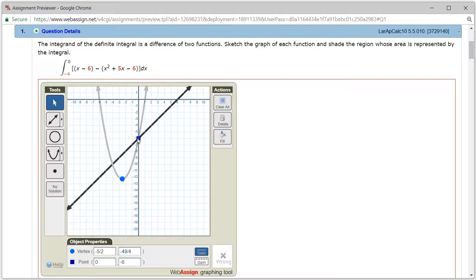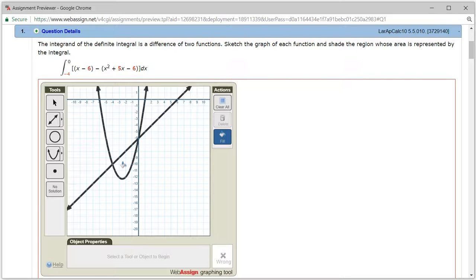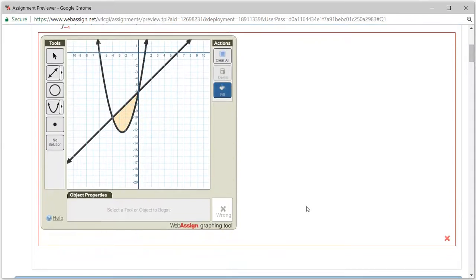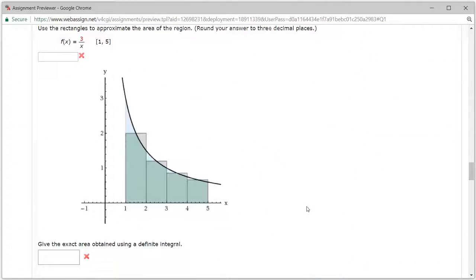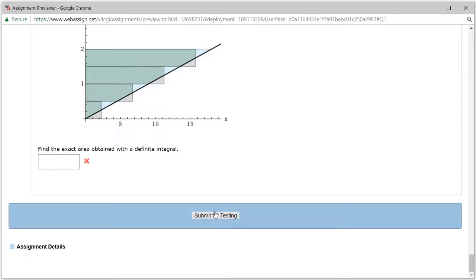All right, then we need to paint this. I think there's a fill tool. Then you just fill this region. Let's see if they take this answer. Go down here, submit for testing.